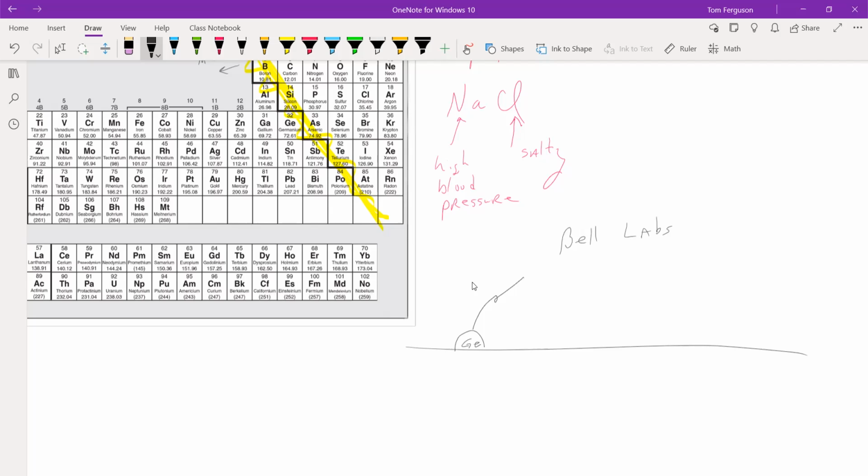Now let's look at the properties of metals and non-metals. What's one property of a metal? Yeah. Conductive. Electrically conductive. So guess what on non-metals? Is it conductive? No, it's the opposite. So not.